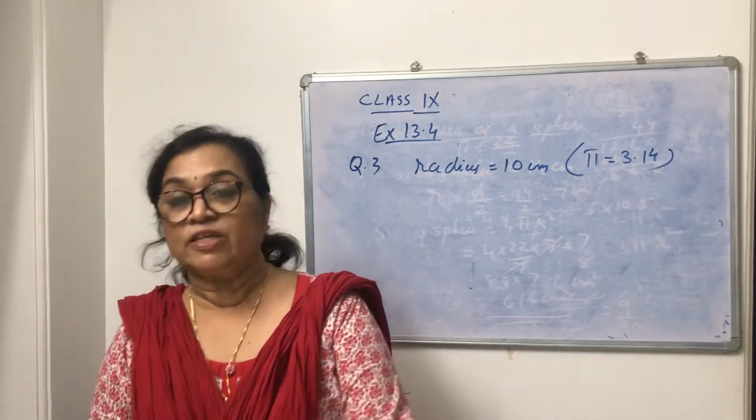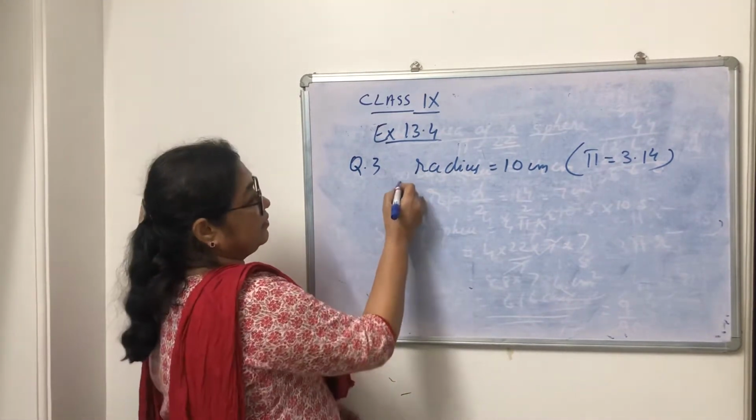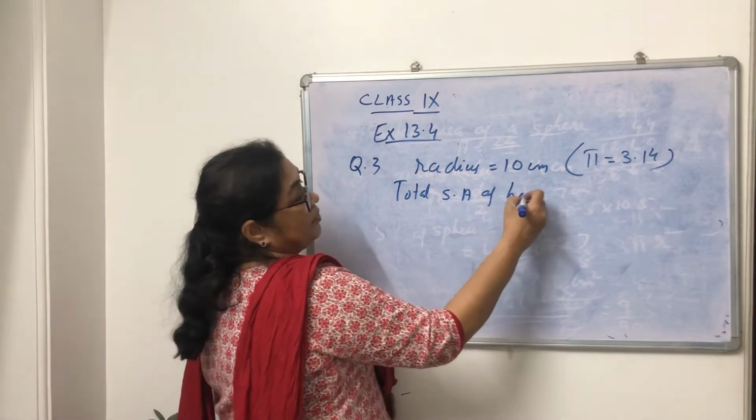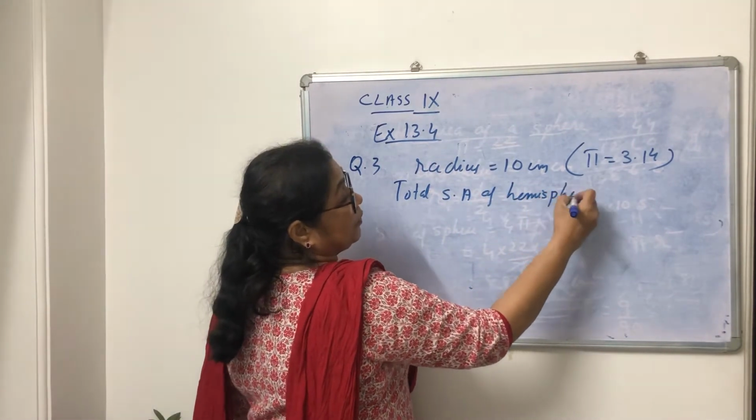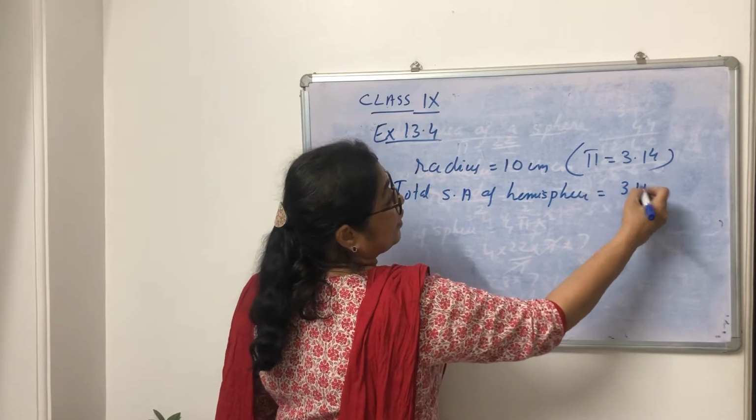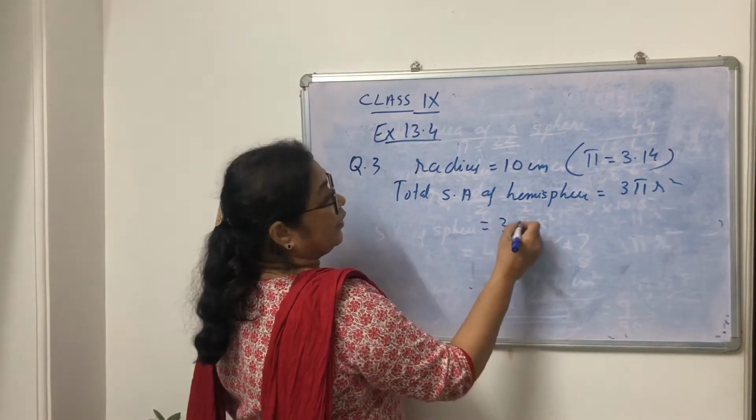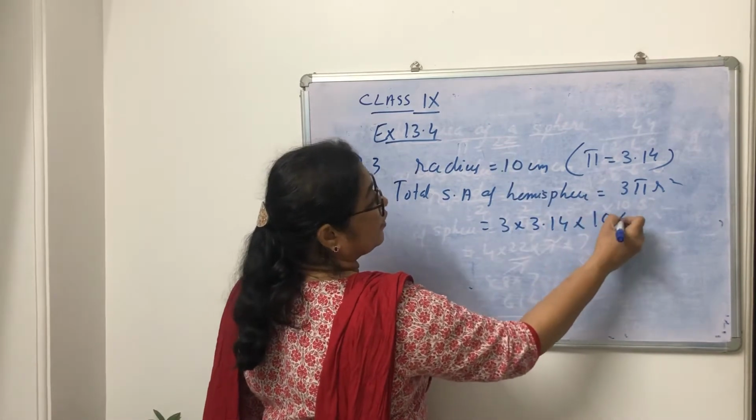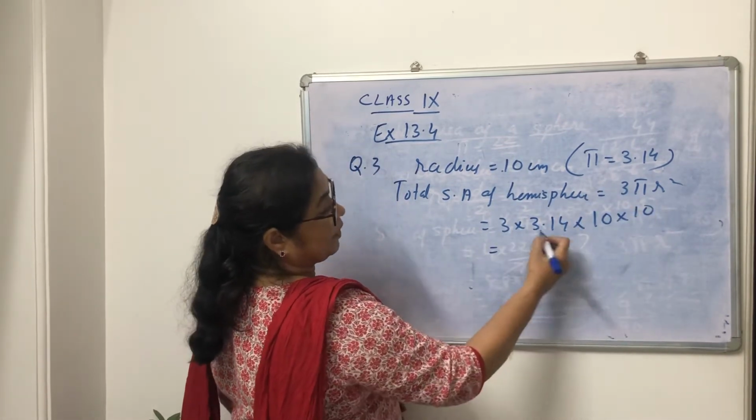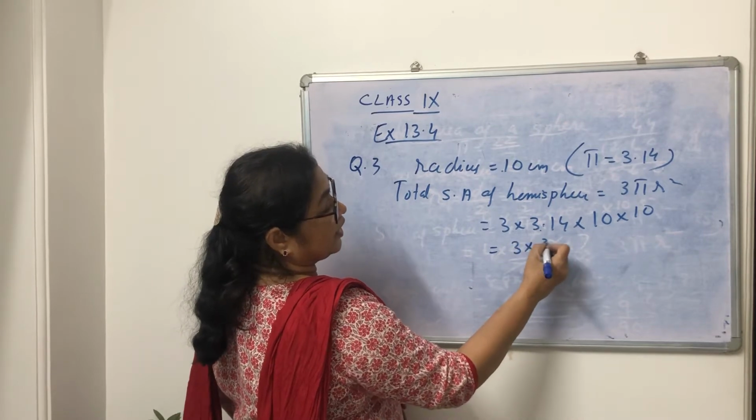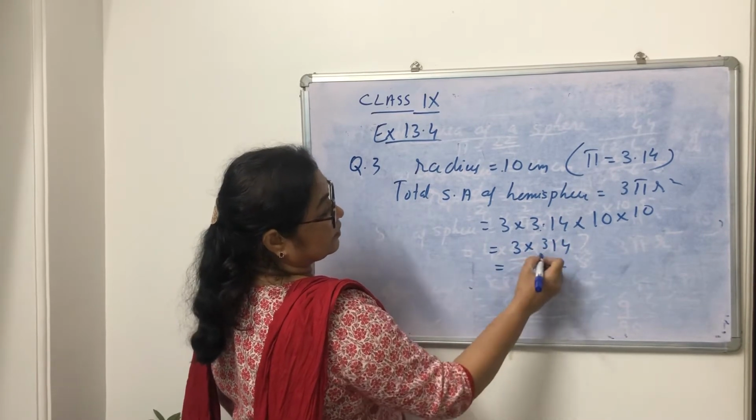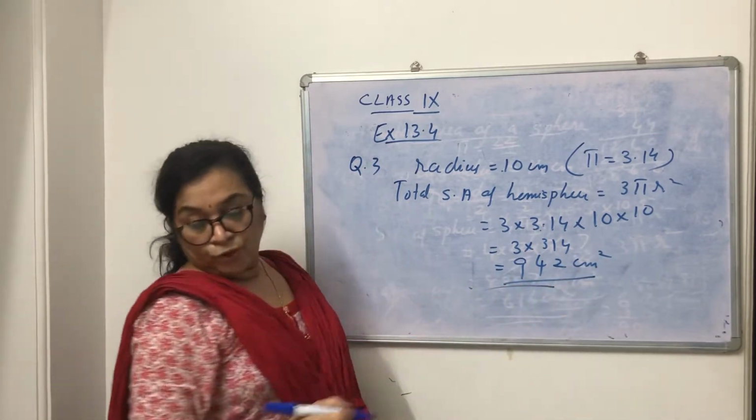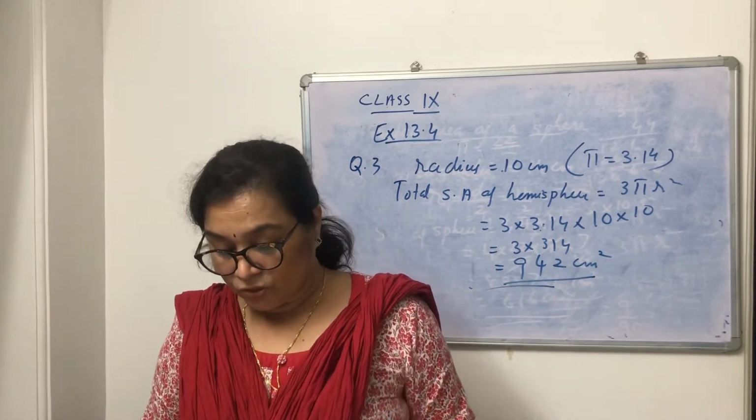So total surface area of hemisphere, the formula you remember, that is 3 pi r squared. 3 into pi value is 3.14, r squared is 10 into 10. So when you multiply by 100, this will become 340, 942 centimeter square.